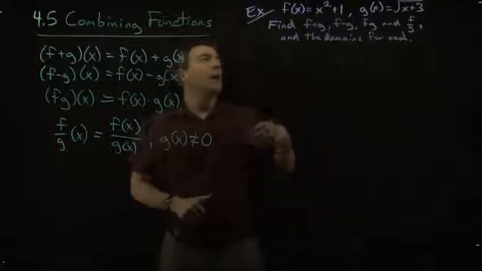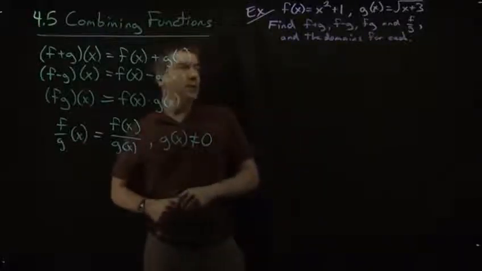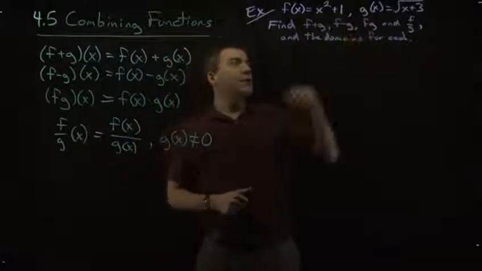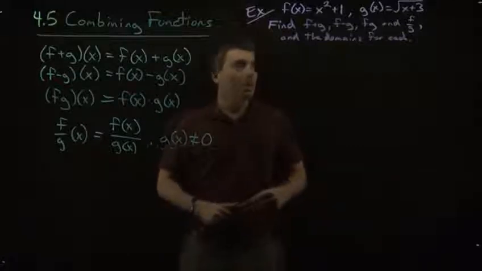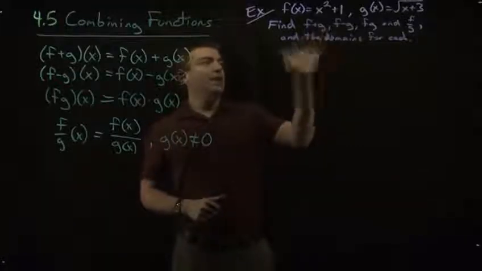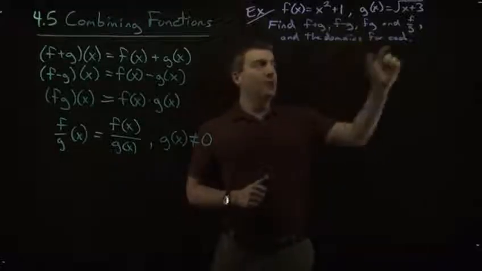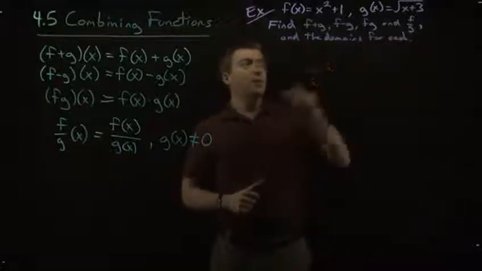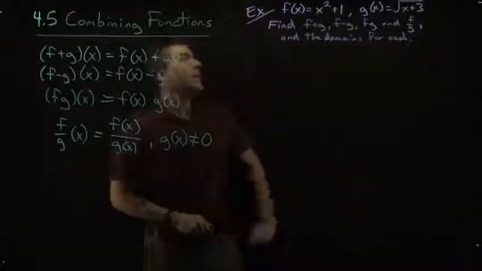So here we have two functions. We have f(x) equals x squared plus 1, and g(x) equals the square root of x plus 3. We're going to find f plus g, f minus g, f times g, and f divided by g, and then we'll state the domains for each. All right, let's do that.